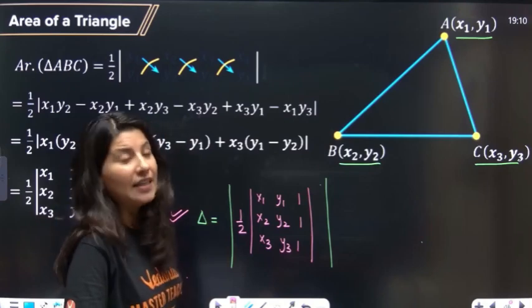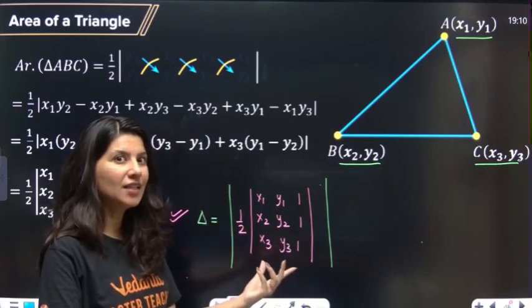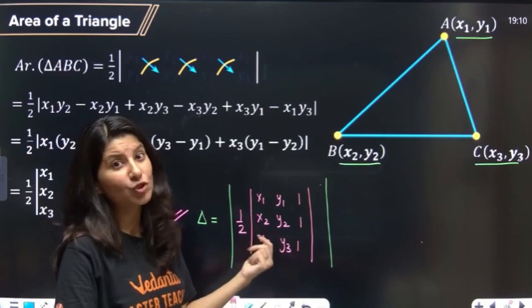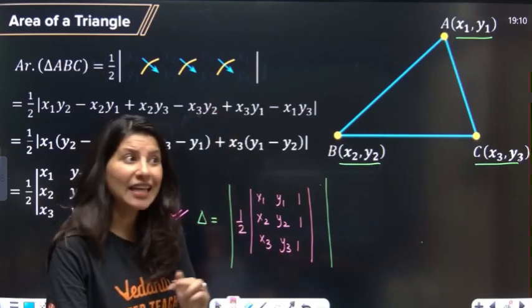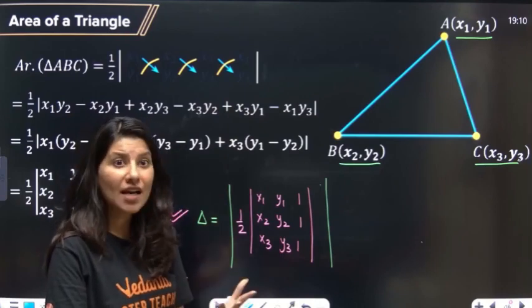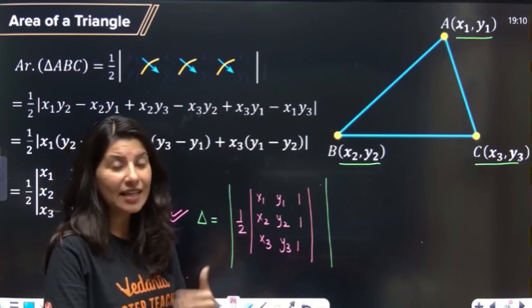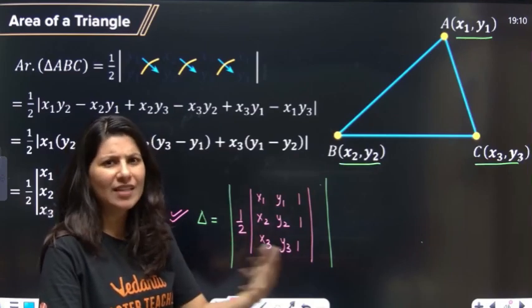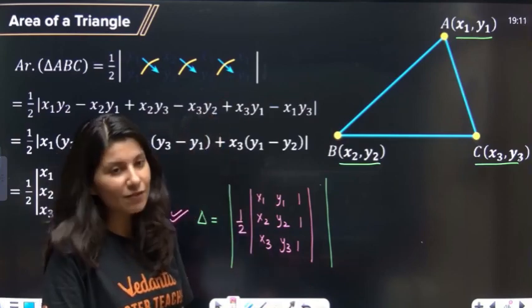Perfect. Now, we have another formula as well, and now you will be like, ma'am, but why should I remember one more formula? If you remember this formula, then area of quadrilateral, area of pentagon, hexagon, heptagon, octagon, nonagon, decagon, 11 sides, 12 sides, whatever, you can calculate just by this formula. What is this formula? Let me tell you.